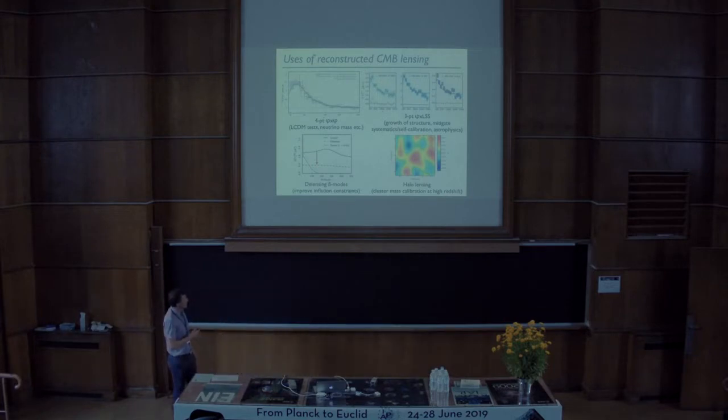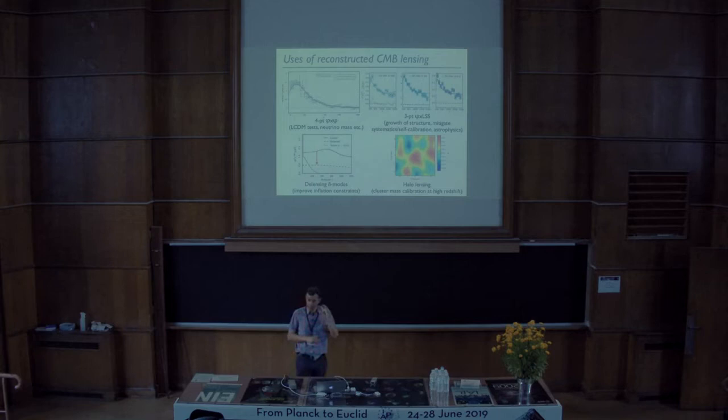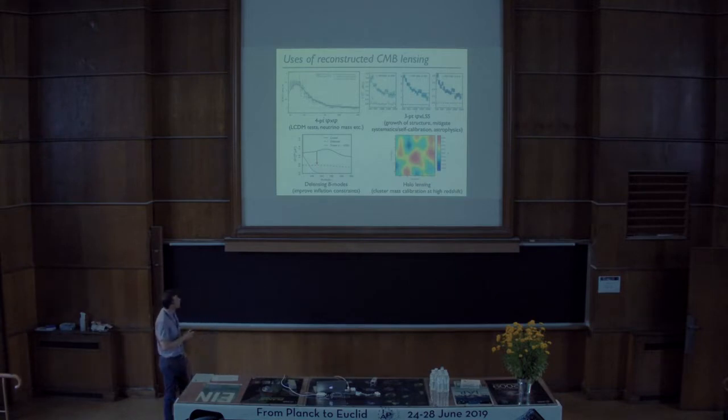Another important application that I alluded to earlier is the idea of delensing B modes. What we're trying to do here is remove the effect of B modes that are generated by lensing, to try and improve our inflationary constraints. And then finally, we can look for the lensing of individual halos, and in particular use this, for example, to calibrate the masses of galaxy clusters at high redshift. So in the rest of this talk, I'll review the status of where we've got to with some of these science goals. In particular, I'm going to focus on these three. There'll be a lot more discussion about this later in the week. And then, as I said, I'll look at some of the future prospects and challenges.